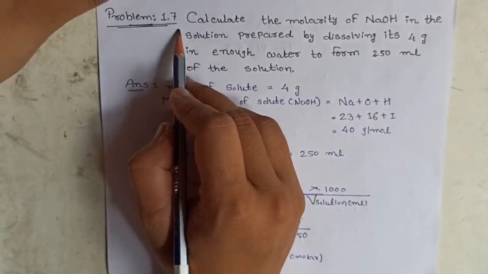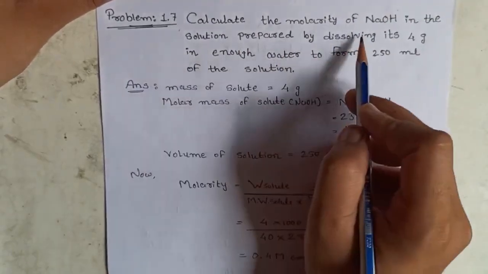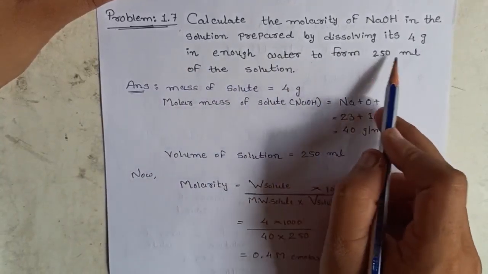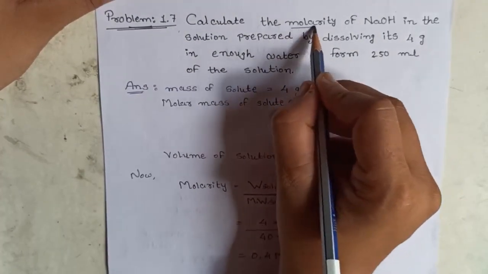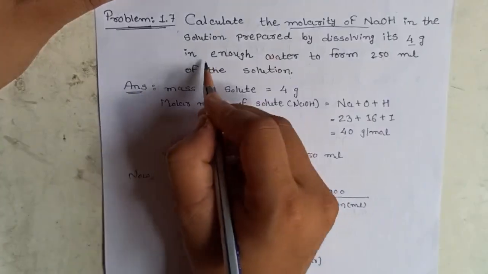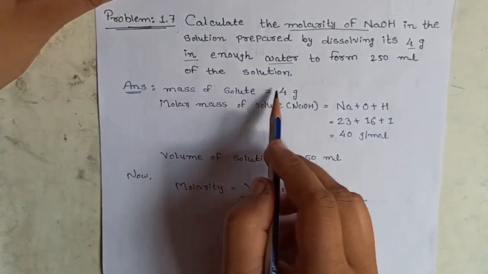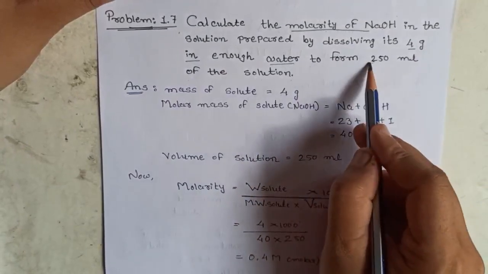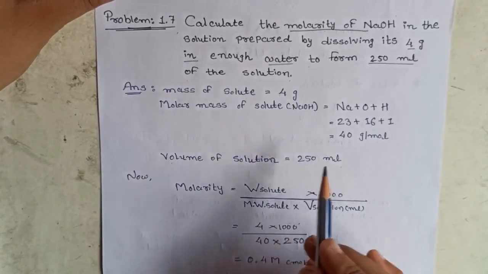Problem 1.7. Calculate the molarity of NaOH in the solution prepared by dissolving its 4 gram in enough water to form 250 ml of the solution, right? Here we have to find out the molarity of the solution, and given is that we are dissolving 4 gram of NaOH in the water, right? Means the mass of solute is 4 gram, right? And we are making a solution of 250 ml, means the volume of solution will be 250 ml, right?